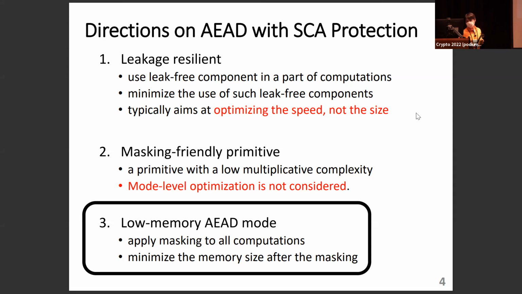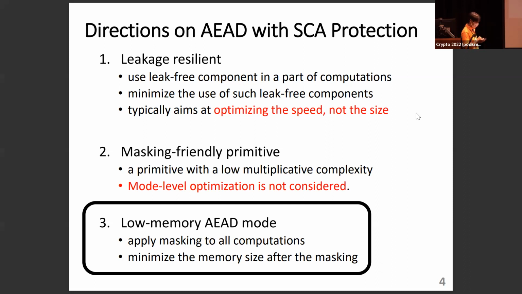Another topic is masking-friendly primitives, which are easier to mask. But this is about the primitive and nothing special for the mode. The mode level optimization is not considered in the primitive proposal. So this direction is also different from ours. And the last one is our approach, which is low memory AEAD mode. In this direction, we apply the masking countermeasures to all computations. And we want to minimize the memory size after the masking.